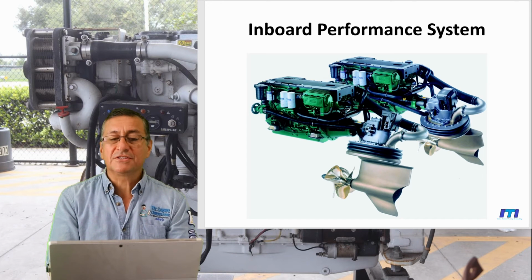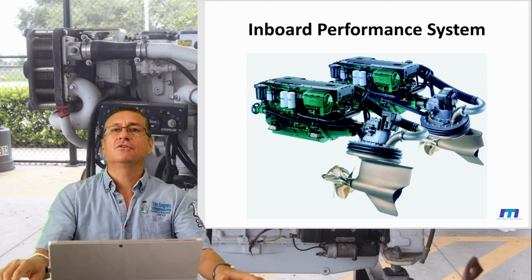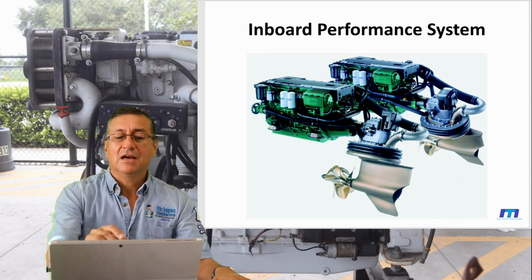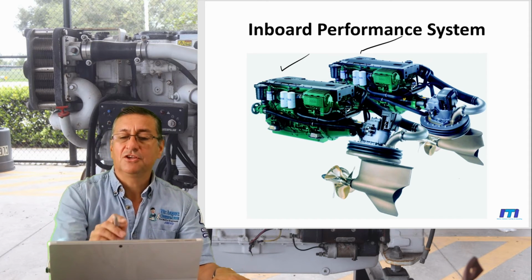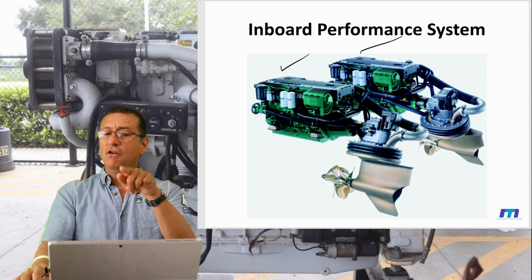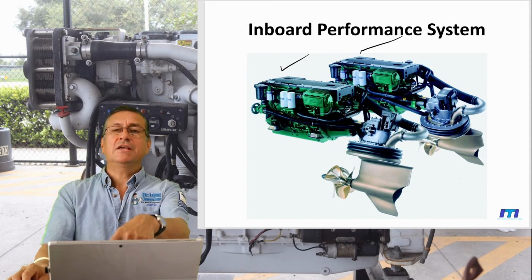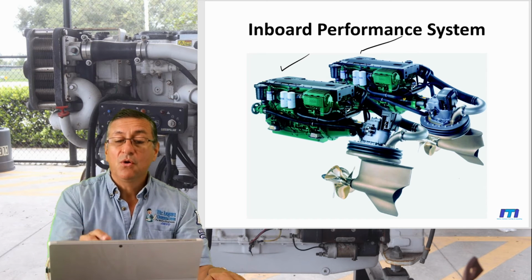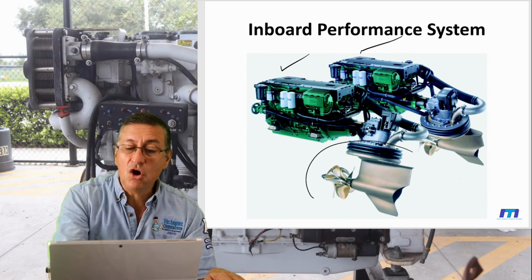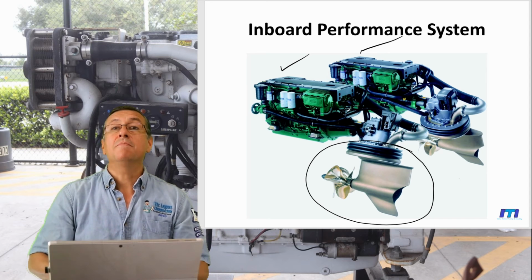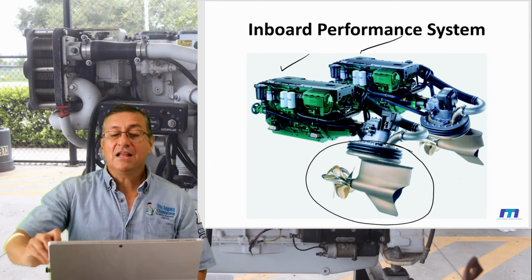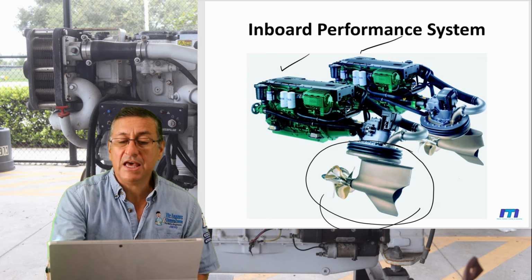And another design that, in my opinion, is the top of the designs is this one. The Inboard performance system is this one that you have on the screen right now. It is a great combination of inboard diesel engines, in this particular case Volvo. This design is a Volvo design, inboard diesel engines with that lower unit located behind the boat, under the boat, with the advantage that that system rotates 360 degrees.